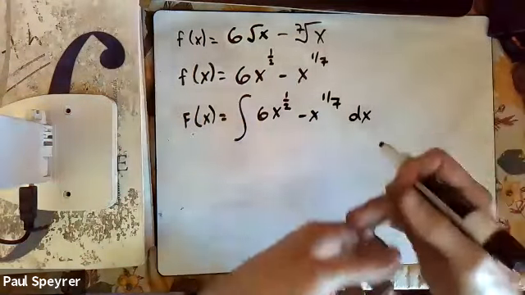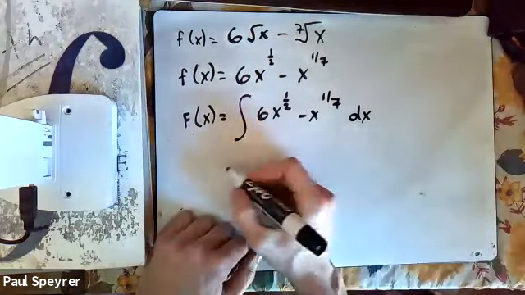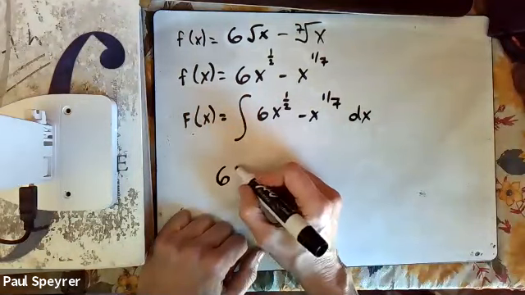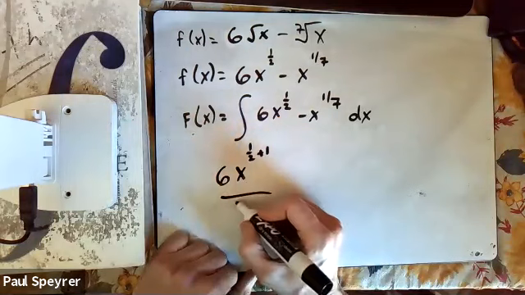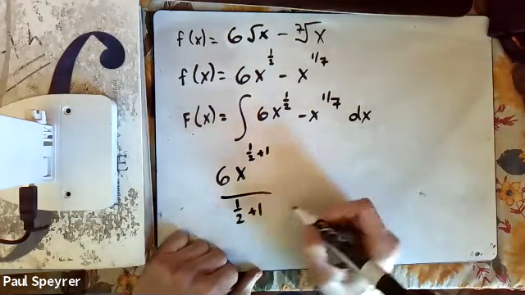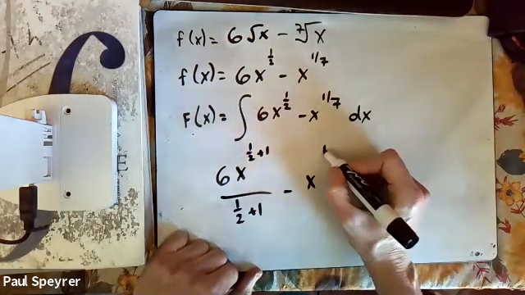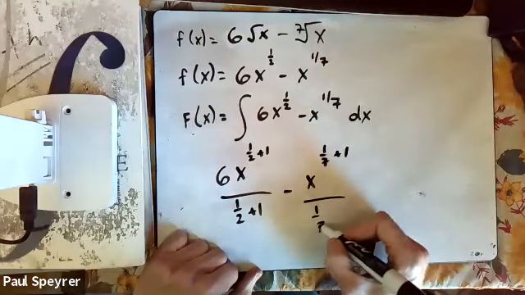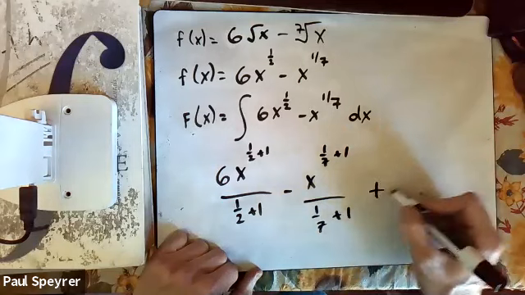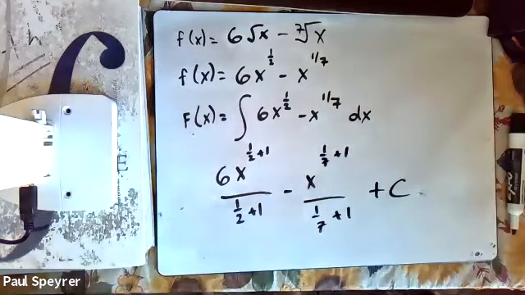So it's just power rule, right? For antiderivatives. This is 6 and then x, and then we have 1/2 plus 1 over 1/2 plus 1 minus x to the 1/7 plus 1 over 1/7 plus 1. And then don't forget your c.